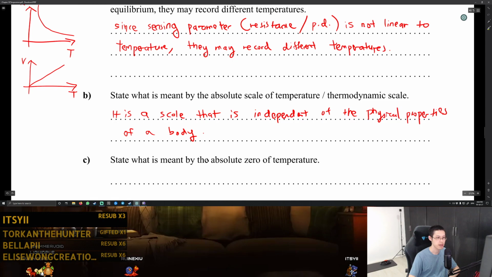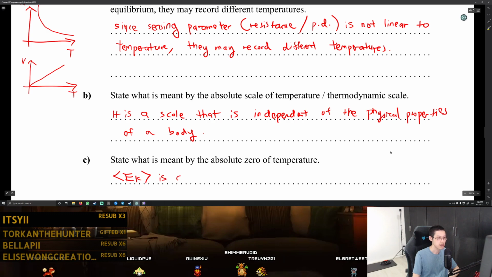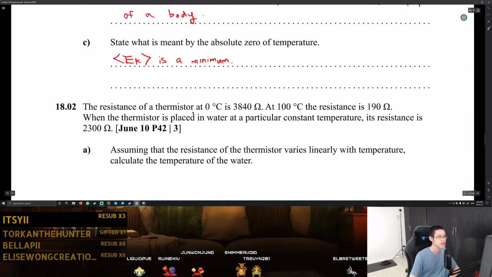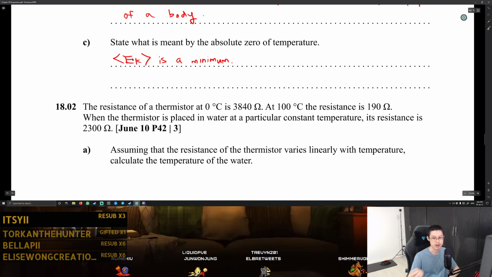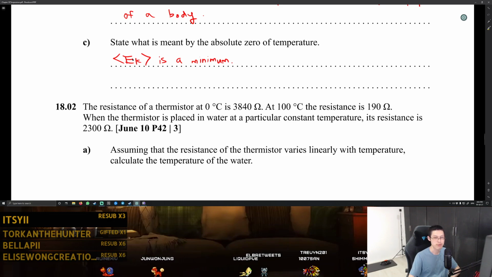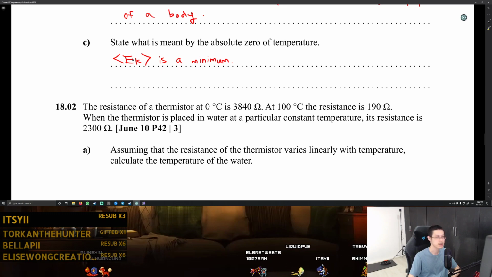Part C, state what is meant by the absolute zero of temperature. So we did this in the last chapter. The absolute zero just means the mean kinetic energy is 0 or a minimum. So mean kinetic energy is a minimum. Okay, so here you just say mean kinetic energy. You don't have to say mean translational kinetic energy, because we're not referring to ideal gases specifically.